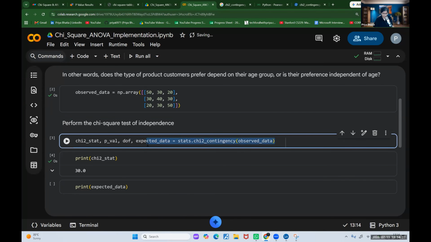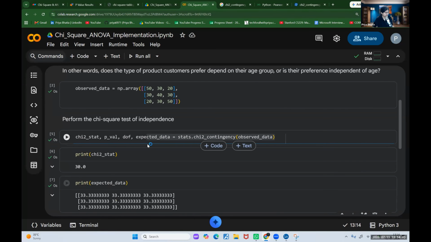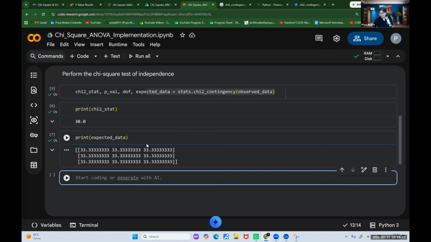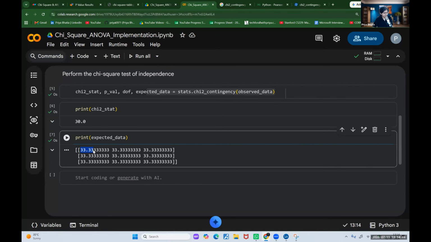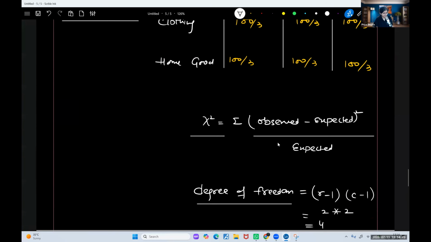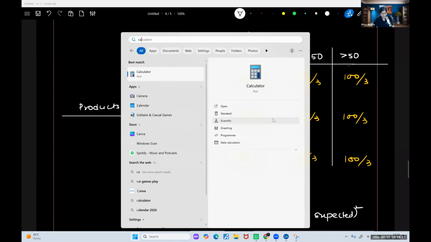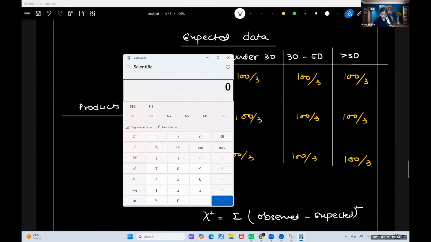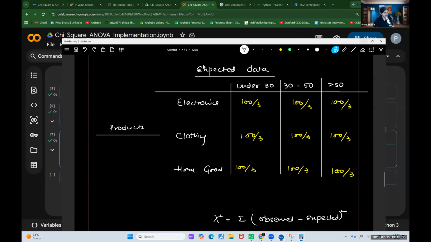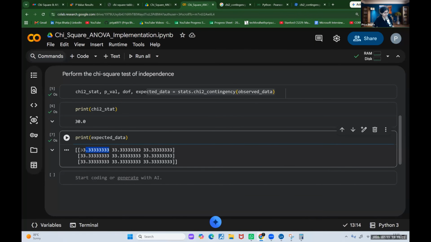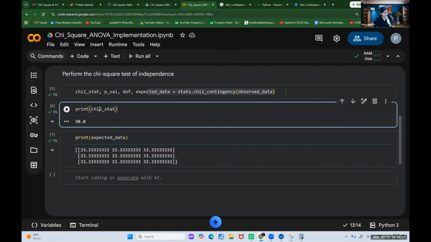I will run this again. And you will observe, can you see it is around 33.33. What did I write in the expected data? 100/3. If you open a calculator and check 100/3, it is around this value only. So can you see it is taking the appropriate expected data as well? So I'm pretty sure that this chi-square statistical value is also very much apt.